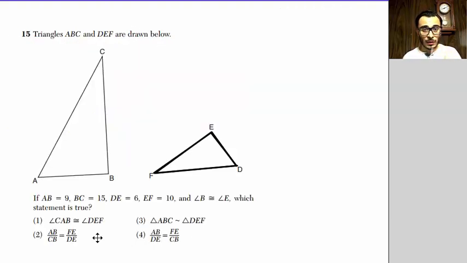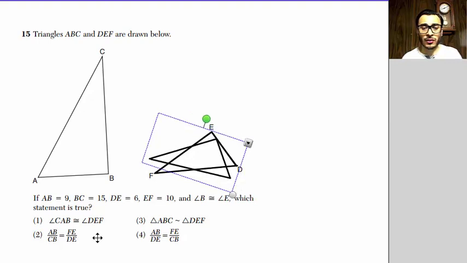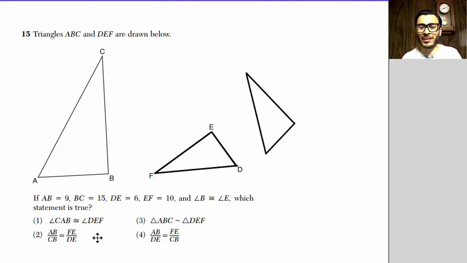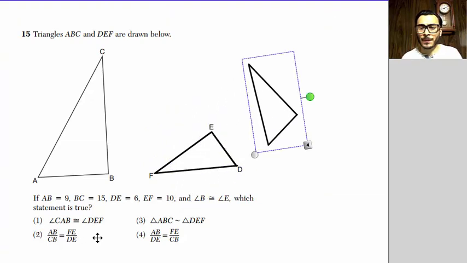All right, number 15. So they want us to determine which statement is true. What I like to do with these questions is, since we've got triangle ABC and triangle DEF, I like to just orient them, make sure that they're just facing the same way.